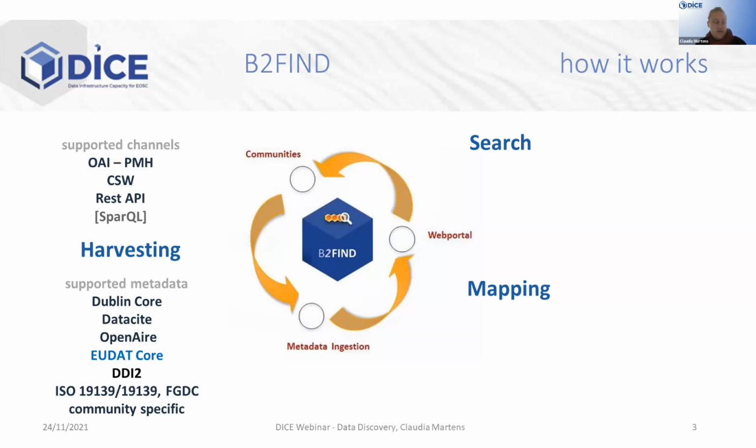We do support DDI, 2.5 currently, which is a very important generic standard for social science metadata. And we do support ISO 19115 and 19139, which is more or less the INSPIRE directive used for geodata. FGDC is a kind of crosswalk from those geodata to Dublin Core. And as we include REST APIs, as I said, we do include very specific community metadata schemas.